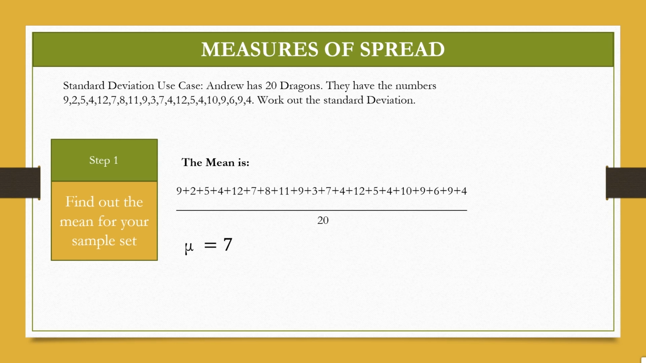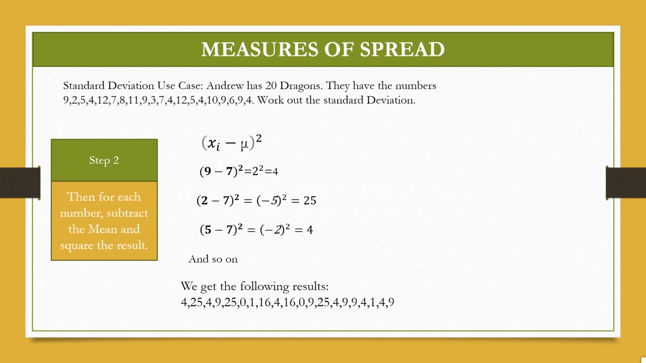So how do you calculate the mean? You add all the numbers in your data set and divide by the total number of samples in your data set. So you get a value of 7 here. Then you calculate the RHS of your standard deviation formula. From each data point, you are going to subtract the mean and square that. When you do that, you will get the following result. You will basically get 4, 25, 4, 9, 25 and so on.